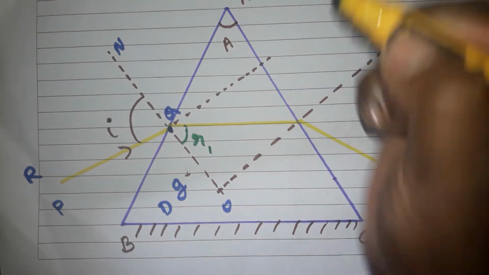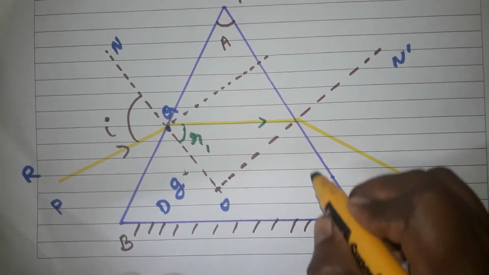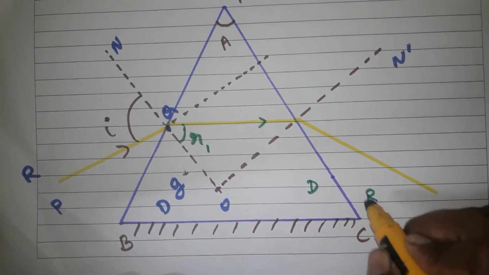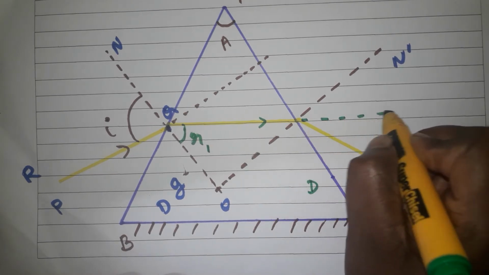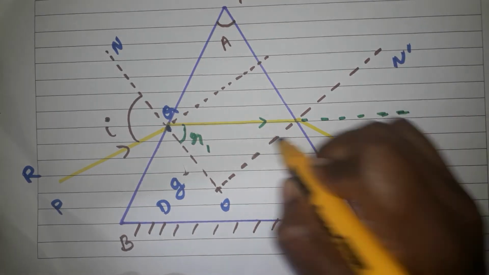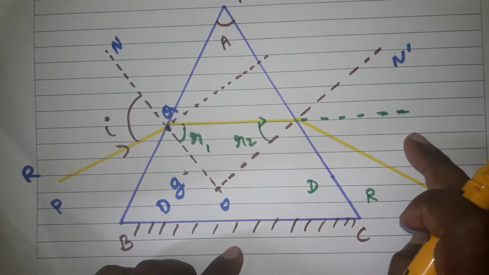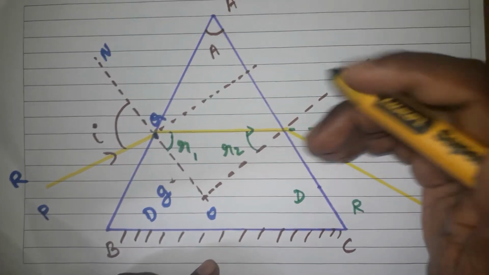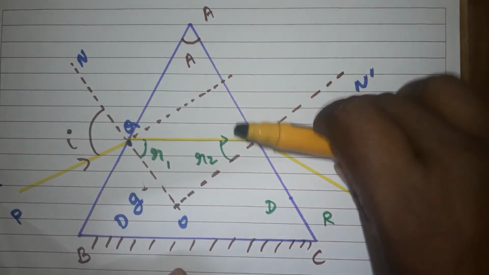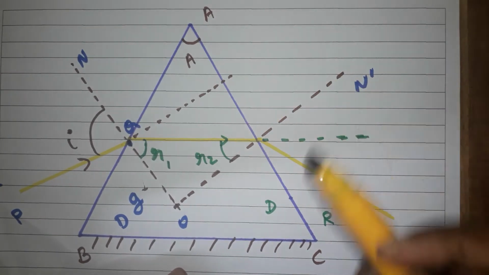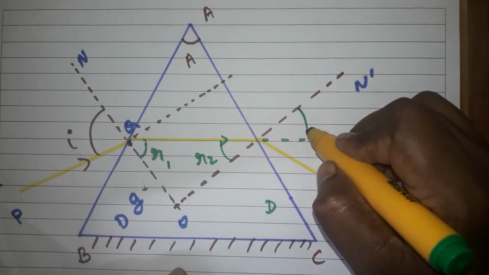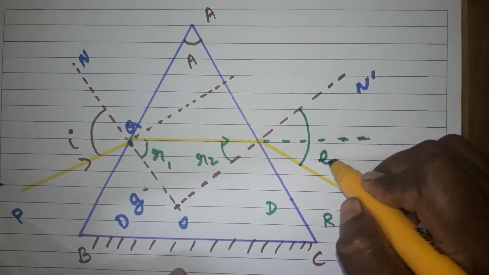Now on this side the light is going from denser to rarer, and the light path is this one. This I take as R2, the refraction angle R2. When the light goes from denser to rarer, it deviates away from the normal. This is the normal, and it deviates away from it. It should be measured from the normal only. This is called the emergent angle.